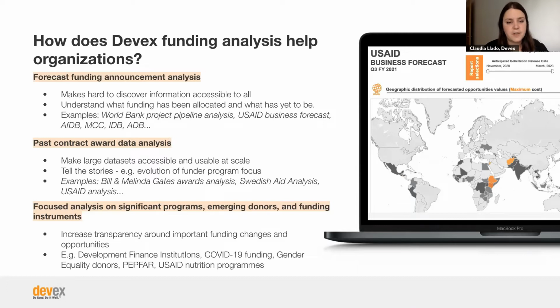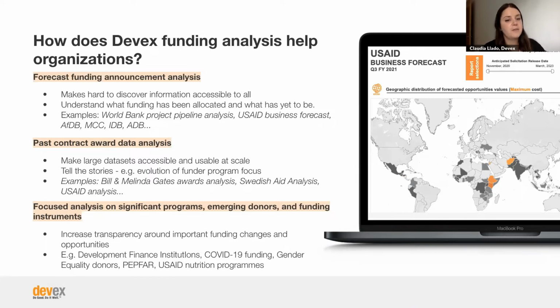Some examples of this would be the World Bank project pipeline analysis, otherwise known as their monthly operational summary, USAID's business forecast or the quarterly business call. We did the same kind of analysis for the Inter-American Development Bank, the African Development Bank, and other large funders that release this kind of information.